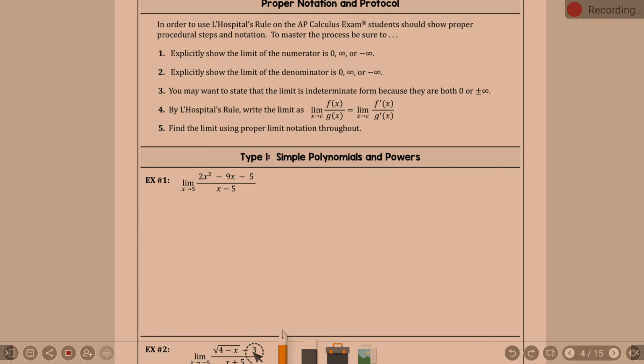And then find the limit using proper notation. So that would be things like, whenever you're taking a limit, you always write limit out front. You don't drop that off and put it back in later, okay?